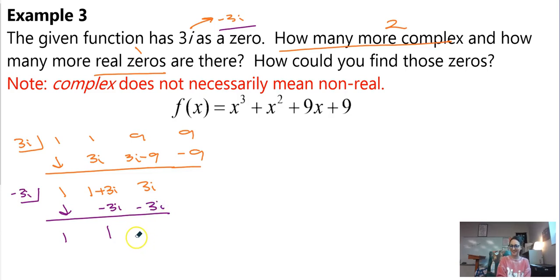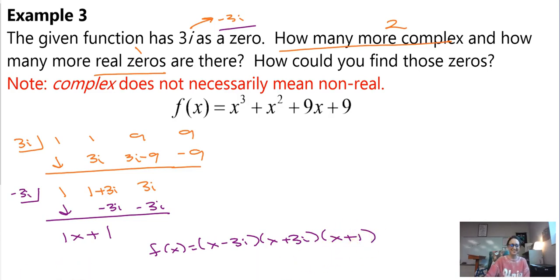How great, we got a remainder of 0 again, which is what we want, okay? So I took a cubic and I divided twice by linears, so this should be my last linear factor of 1x plus 1. So if I want to factor f of x into all its linear factors, I would have x minus 3i, x plus 3i, and 1x plus 1, or x plus 1. So that final 0 was negative 1.